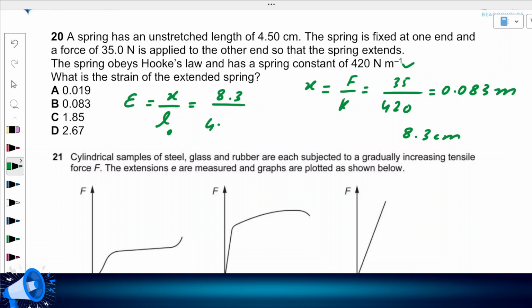The original length is 4.3. Both are in centimeters. The answer would be greater than 1 but less than 2. So it should be C. You would have had exactly 2 if we had 9.0 at the top. But just do it on the calculator. Don't take any risk. So we have C as the right answer for this one, 1.85.